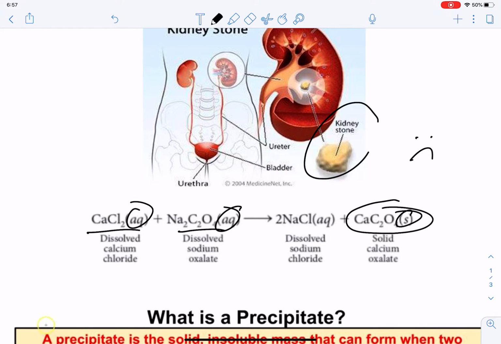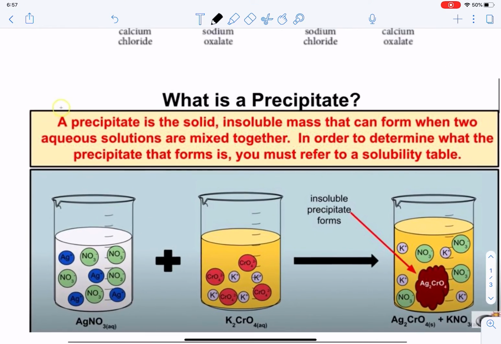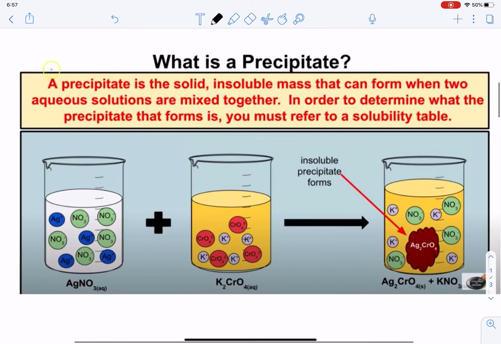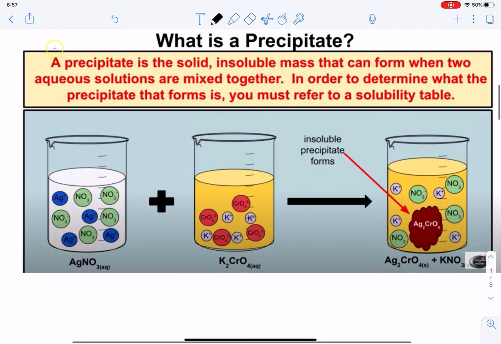Very sad, very painful. Okay, so a precipitate is the solid insoluble mass, meaning it can't dissolve in water. And it can form when two aqueous solutions are mixed together. And in order to determine what the precipitate that forms is, you must refer to a solubility table. We have two solubility tables in this handout. Yay. So we'll take a look at both of them later on.